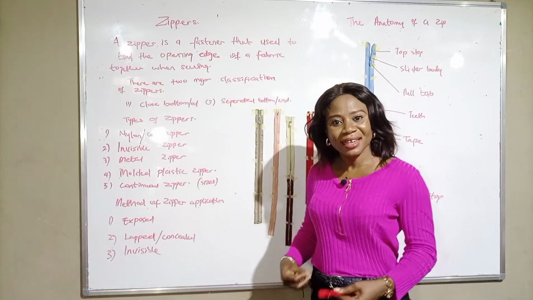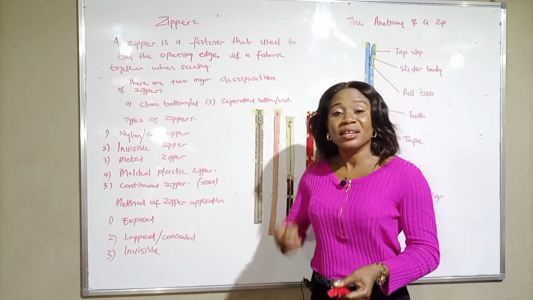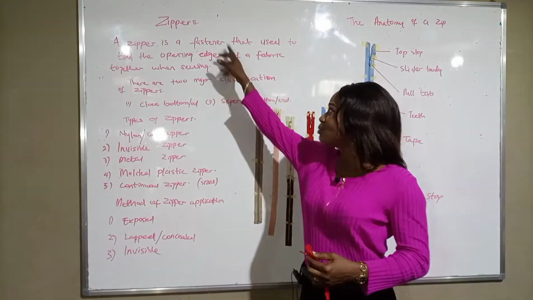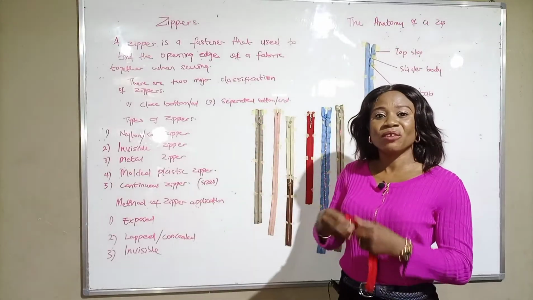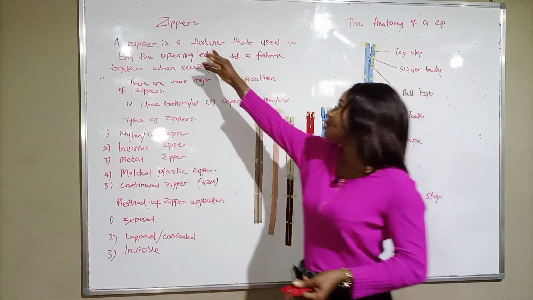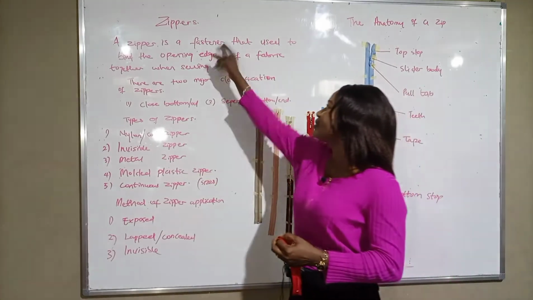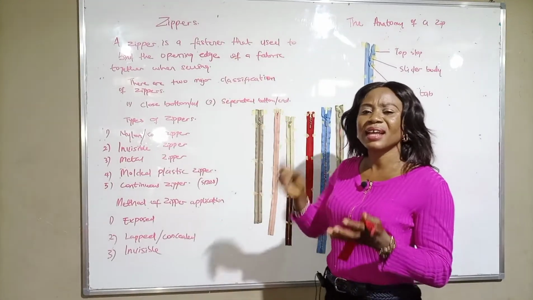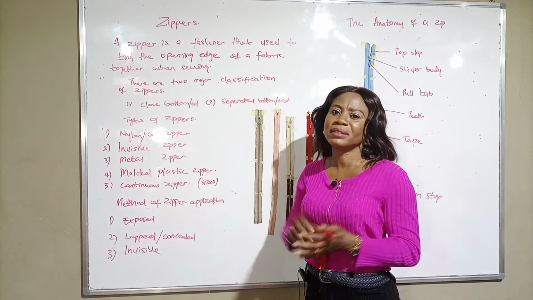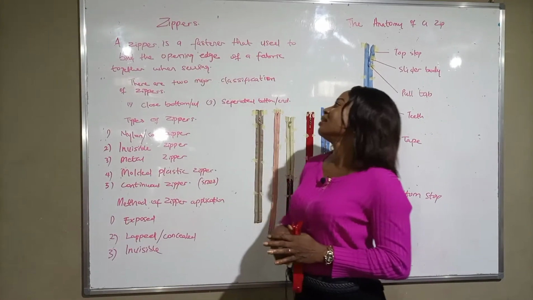If you want to wear a skirt now, you must open up the zip. If you want to wear a trouser, you must open up the trousers before you can access it. So anything that helps you to create an opening on your fashion project for ease of access is what is called a fastener. So zips also happen to be a fastener. There are other types of fasteners like buttons, loops, Velcro, so many of them. But today we are just looking at zipper as a fastener.